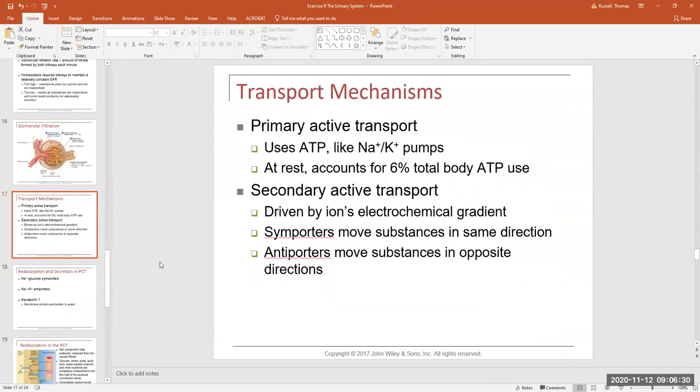All right. The last thing that we have to cover throughout the last few slides of the PowerPoint are actually the transport mechanisms by which we can reabsorb or secrete substances to and from the blood and the filtrate. So in order to do that, we have to go through some definitions. It's just some terms. The last time you probably heard of these things was ages ago in general biology. So ultimately, we have active transport and passive transport, right?